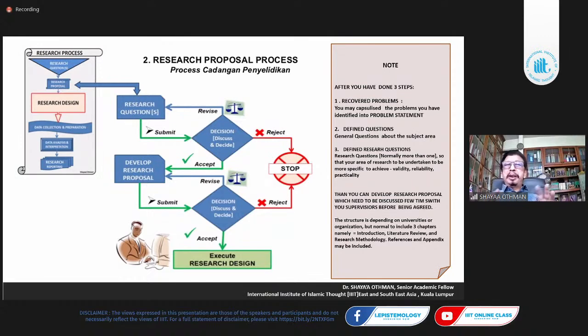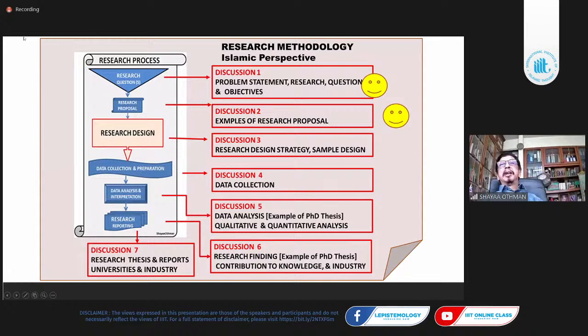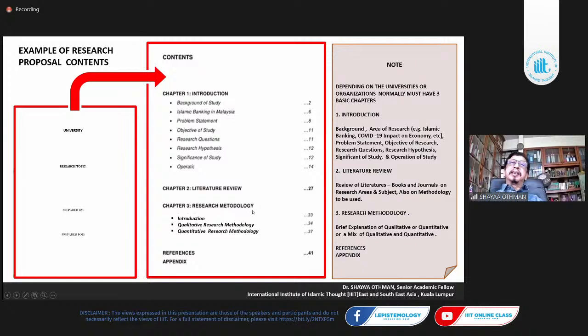We'll try to relate other research to Sharia. Now we have finished these two parts, so we go on to examples of a research proposal. Earlier, there was an example given in the booklet, isn't it? You have seen it. This is another example of a research proposal you can propose to your supervisors.